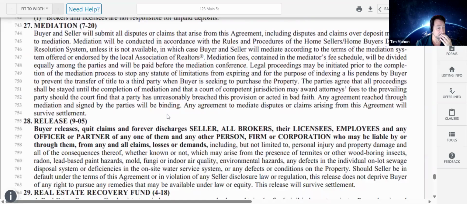Mediation exists to basically say that if we do end up for any reason in a dispute, there is a local board of realtors, mediation board, that hears those cases. Everybody is, by this contract, agreeing to try to solve it at that level first.